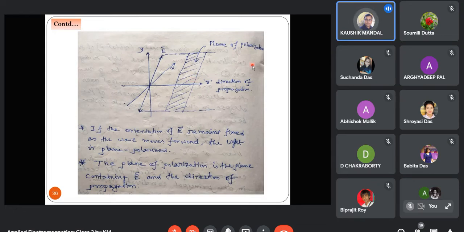We'll discuss in more detail the different types of polarization, like linear polarization, elliptical polarization, and circular polarization, in detail.